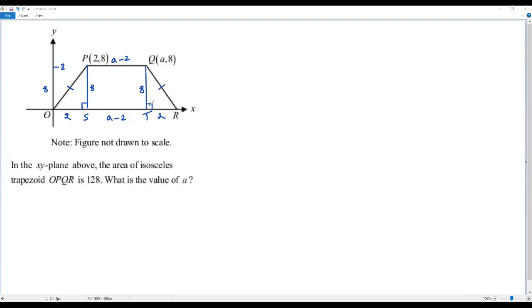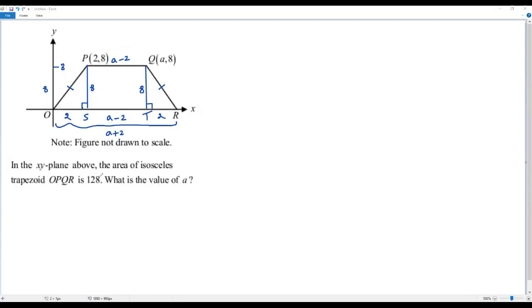Okay, now let's consider the two bases of this trapezoid. One of the bases, at the top, is the side PQ. The second base, at the bottom, is OR. Already we have the length of this base, that is A minus 2. Now to get the length of this base OR, we have to add these two, A minus 2 and 2. So when I add all these values, I am getting A plus 2. So here I got the lengths of the two bases, A minus 2 and A plus 2. Already we have the height, that is 8.